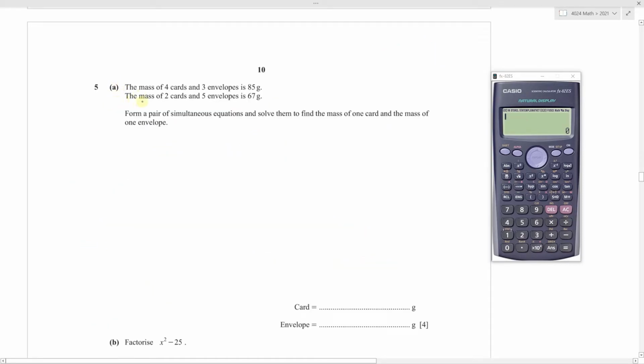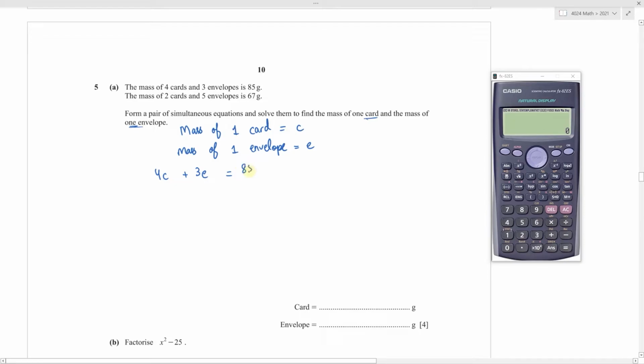Question number 5, part A. The mass of 4 cards and 3 envelopes is 85 gram and the mass of 2 cards and 5 envelopes is 67 gram. Form a pair of simultaneous equations and solve them to find the mass of one card and the mass of one envelope. So let's say the mass of one card equals C grams, and similarly the mass of one envelope equals E. So now you have 4 cards, so 4 times C plus 3 envelopes, 3 times E equals to 85 gram.